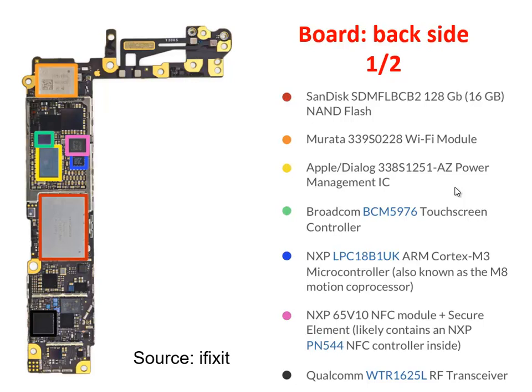Oh, this is interesting. This is a nice story. This is the power management integrated circuit. So the yellow one, the power management integrated circuit, is an important integrated circuit that you have in all mobile devices. And it basically has two functions. On the one hand, it has to control the charging of the battery. So when you connect the phone to the power supply, there is a processor which controls the charging of the battery from the power supply.